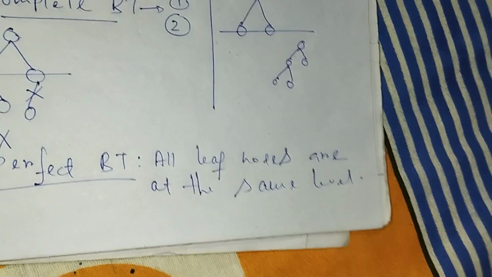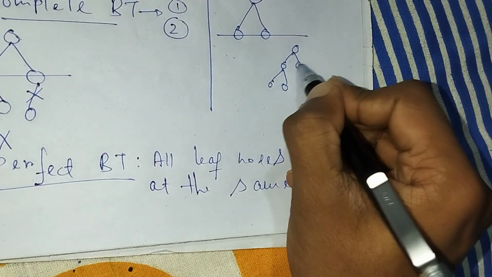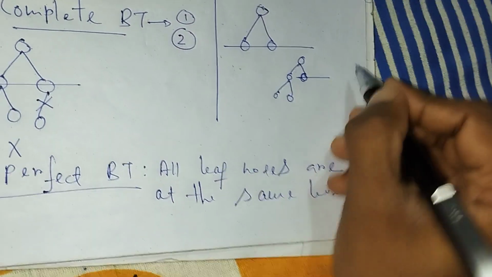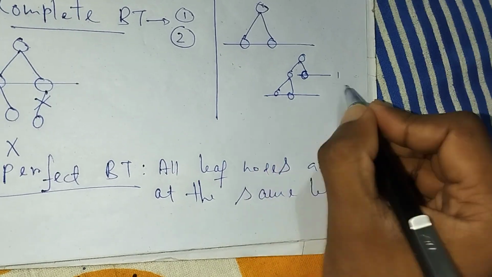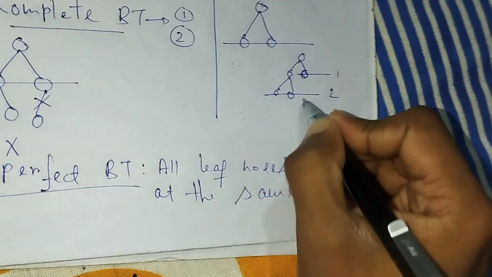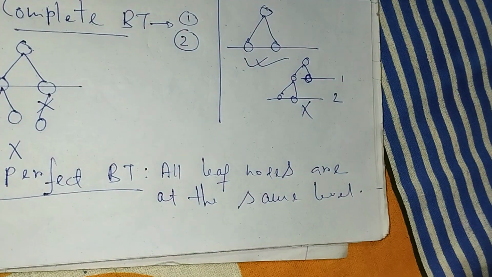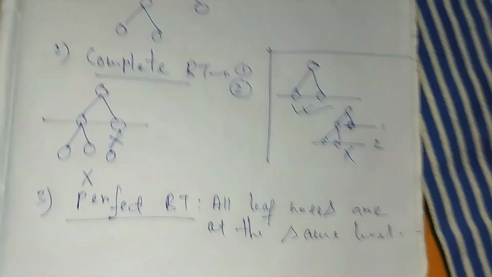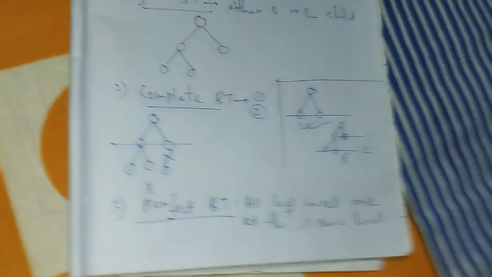Are all the leaf nodes at the same level here? No, they aren't. We have a leaf node at level 1, and here we have our other two leaf nodes at level 2. So it isn't a perfect binary tree. It's as simple as that. They're very simple.